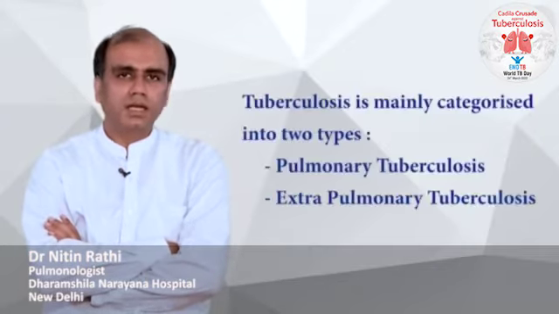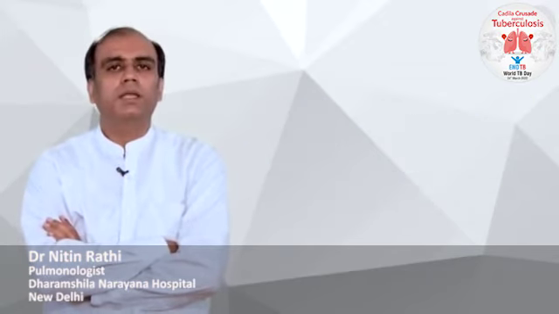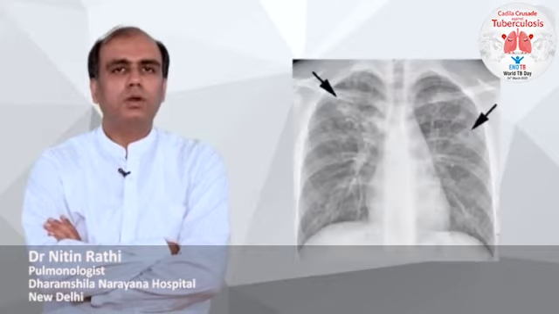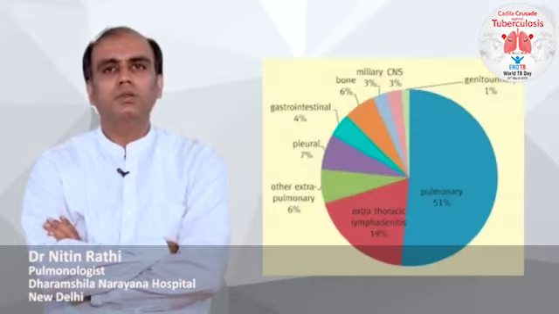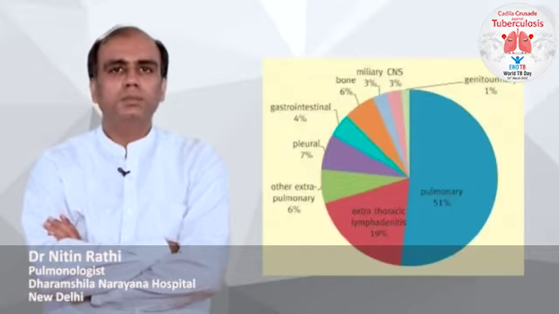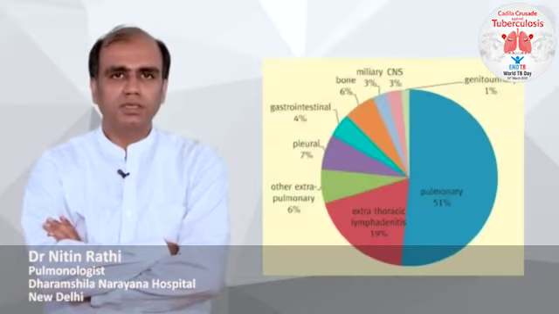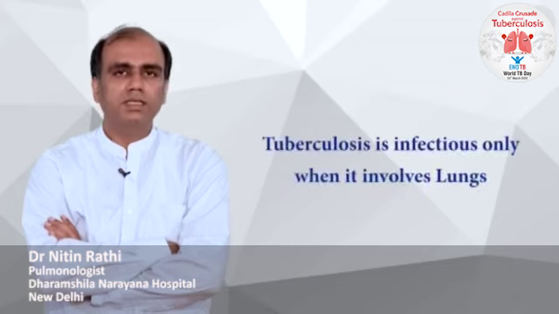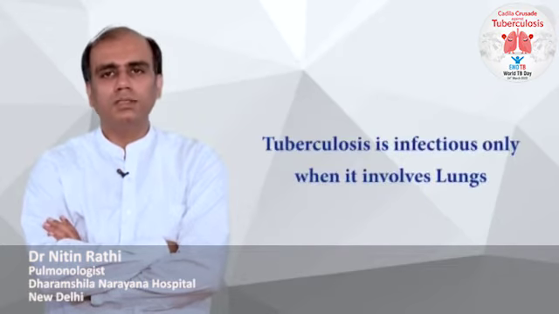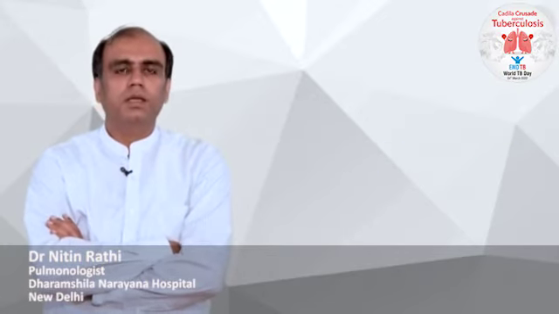It is basically categorized in two forms, pulmonary and extrapulmonary TB. When it involves the lung, it is called pulmonary TB, and when it involves parts other than the lungs, it is called extrapulmonary TB. It is categorized into pulmonary and extrapulmonary TB because of infectiousness. If it involves the lungs, it is infectious. When it does not involve the lungs and involves another part of the body, it is non-infectious.